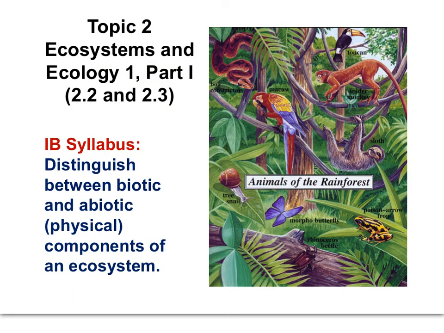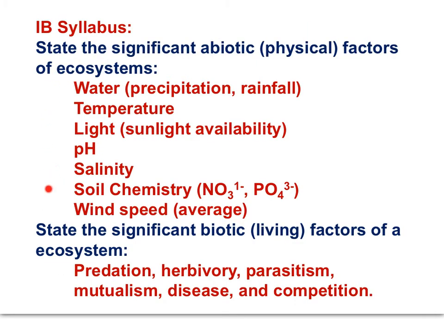The first IB syllabus statement of the movie is distinguish between the biotic and abiotic components of an ecosystem. The biotic components in an ecosystem are predation, herbivory, parasitism, mutualism, disease, and competition, and most of these terms will be covered in the next unit. The abiotic or physical factors include temperature, sunlight, pH, salinity, and precipitation or rainfall. Here are the abiotic components of an ecosystem, and here are the biotic components in an ecosystem.